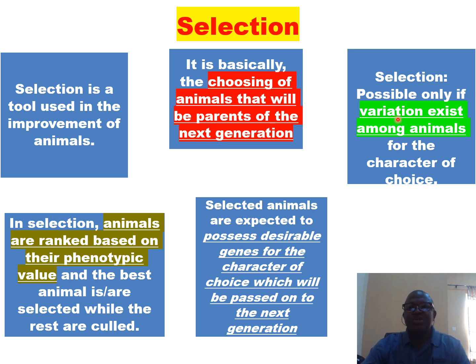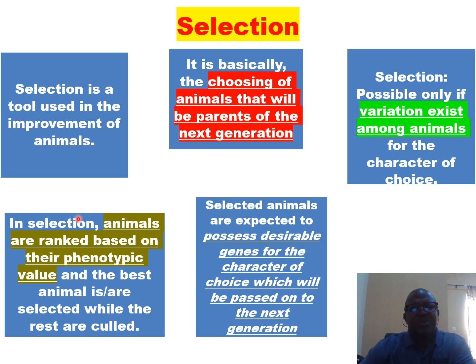These variations are noticed in the character or traits of interest that the breeder is interested in improving. To carry out selection, usually animals are ranked based on their phenotypic value. Then the best animals are selected while the rest are usually culled.